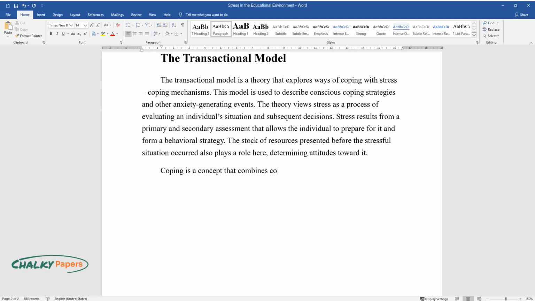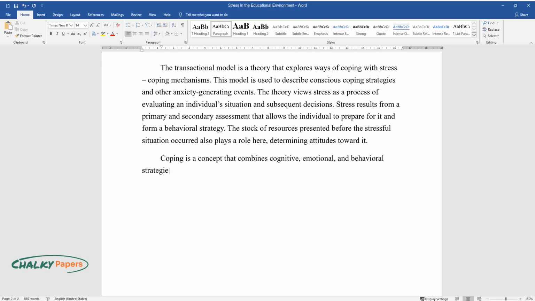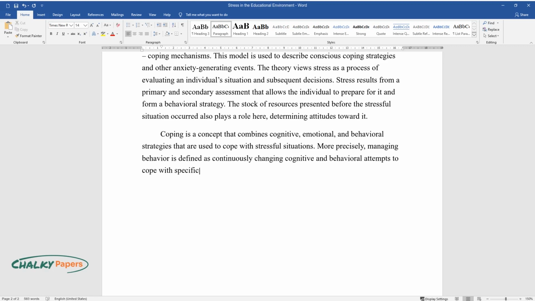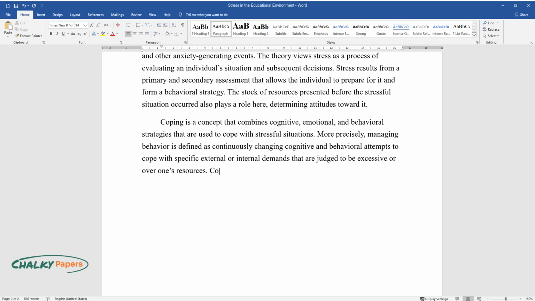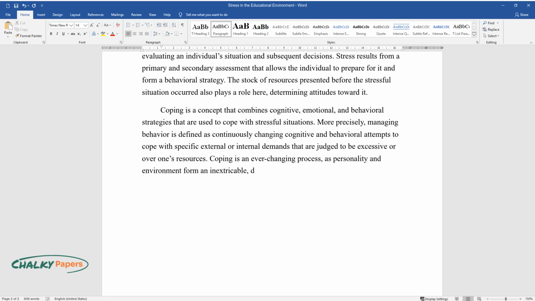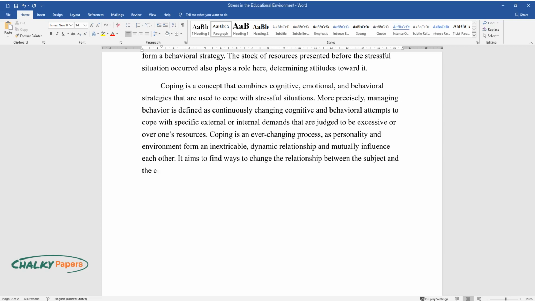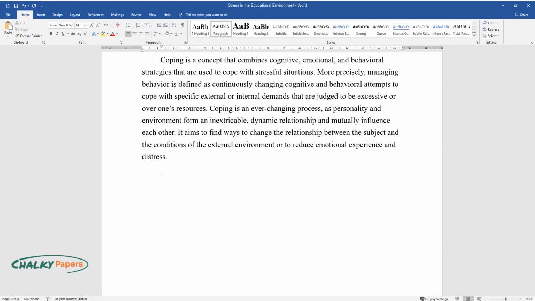Coping is a concept that combines cognitive, emotional, and behavioral strategies that are used to cope with stressful situations. More precisely, coping behavior is defined as continuously changing cognitive and behavioral attempts to cope with specific external or internal demands that are judged to be excessive or over one's resources. Coping is an ever-changing process, as personality and environment form an inextricable, dynamic relationship and mutually influence each other. It aims to find ways to change the relationship between the subject and the conditions of the external environment or to reduce emotional experience and distress.